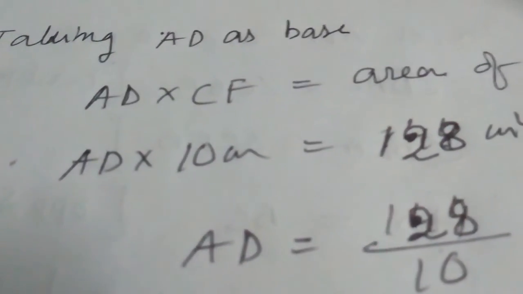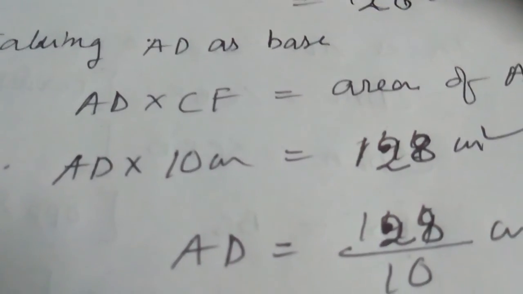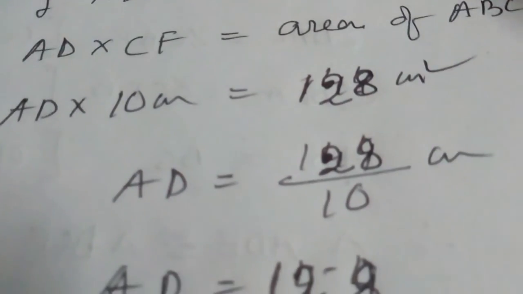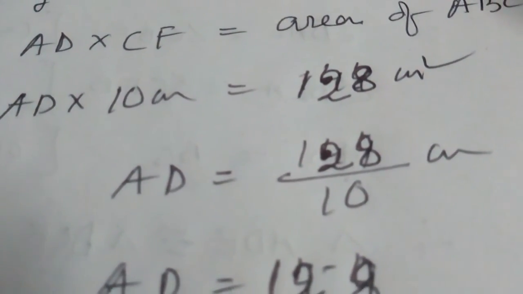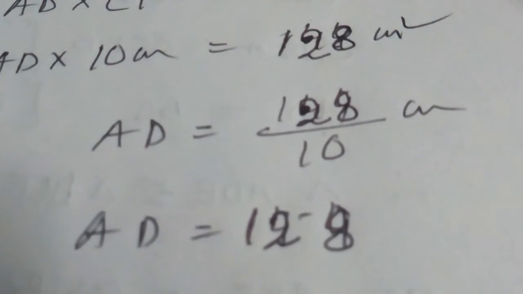Already we found the area of ABCD as 128 centimeter square. So, AD into CF is equal to 128 centimeter square. CF is equal to 10 centimeters, it is given. So, AD into 10 is equal to 128 centimeter square. Therefore, AD is equal to 128 divided by 10 centimeters. This is AD equal to 12.8 centimeters.